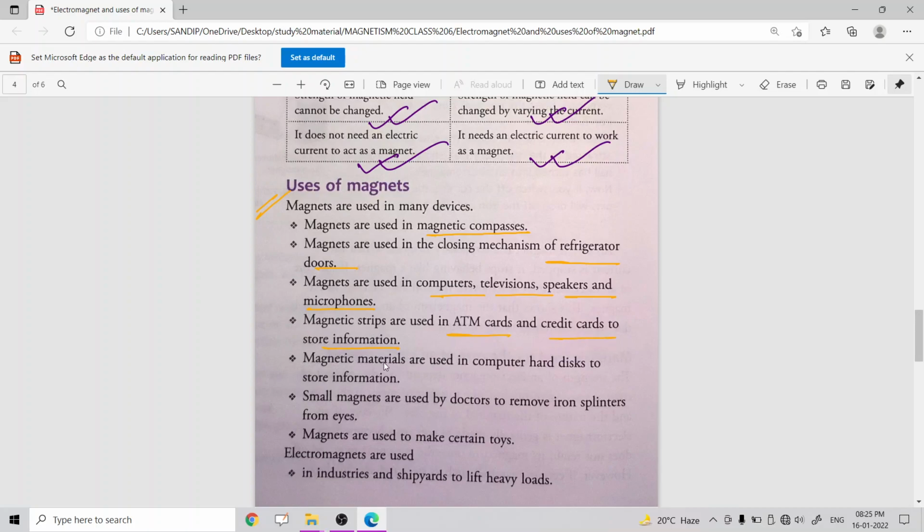Store information. And also you can say magnetic materials are used in computer hard disks. Some small magnets are used by doctors to remove iron splinters from eyes, sometimes. Also, magnets are used to make different types of toys.